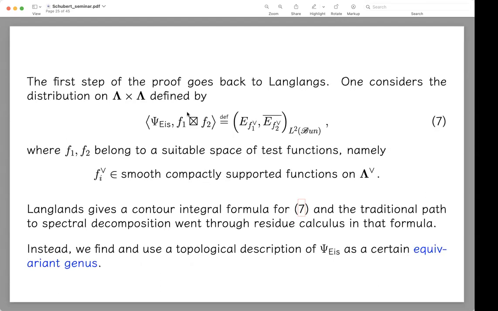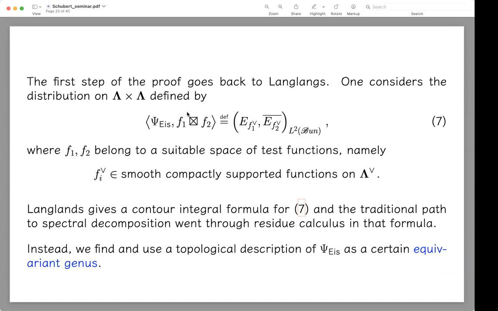So I'm a little behind the schedule here, but it's okay. The first step is the same as Langlands. So our first step is just the same as Langlands. So, what Langlands did. The reason I discussed the notion of pseudo-Eisenstein series is because technically the proof goes through analysis of the formula for the L2 pairing between two pseudo-Eisenstein series. If you'd like to decompose the space, you might as well decompose the L2 pairing.